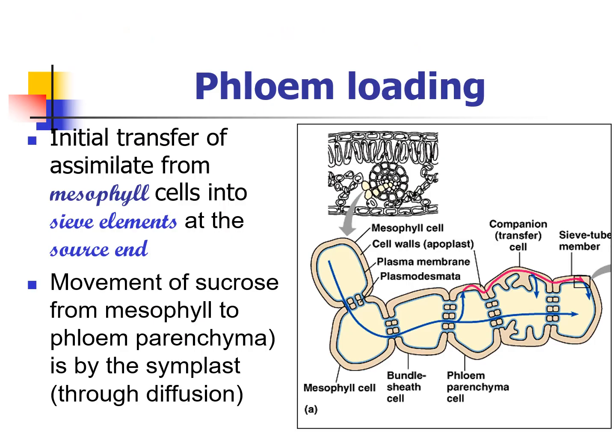The initial transfer of assimilate from the mesophyll cells into the sieve tube elements at the source end is called phloem loading. The movement of sucrose from the mesophyll to the phloem parenchyma is by the symplast through diffusion.